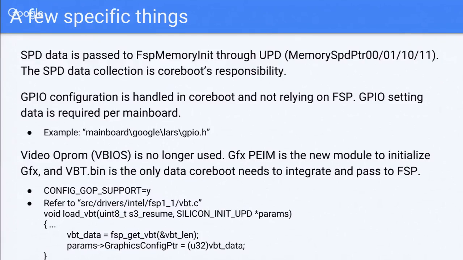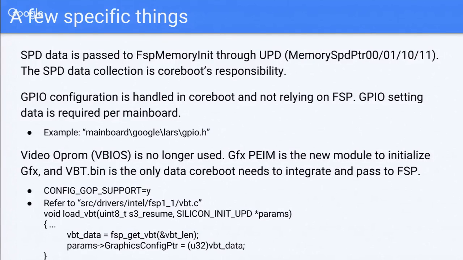GPIO has a big thing. GPIO configuration is handled in coreboot entirely and not relying on FSP. FSP does have the capability of programming GPIOs, but we decided to not use that because we want to have the GPIO configuration in coreboot for flexibility. And then for integration, for every board, you need to have a GPIO setting data file residing in the board directory. One example is the Google large gpio.h file. For your board, you need to have a similar file like that.